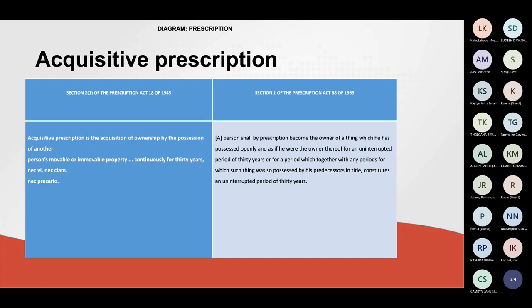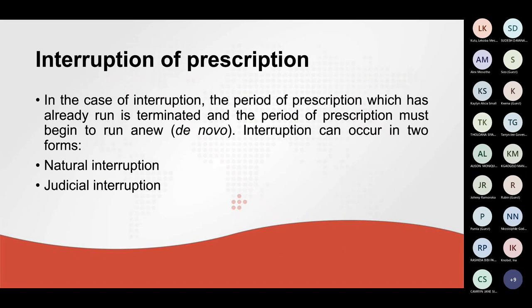Now, this is a table that highlights the difference between Section 2, Subsection 1 of the Prescription Act of 1943 and Section 1 of the Prescription Act 68 of 1969. Please read through it, the differences between the two.